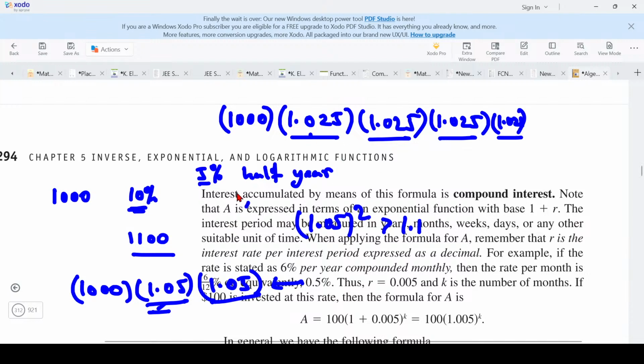But still the interest rate, they will call the interest rate as 10% per year only. So the thing is, 10% per year compounded yearly is one case, compounded half yearly is another case, compounded every 3 months is another case. Okay, understood, no? Yes, sir.